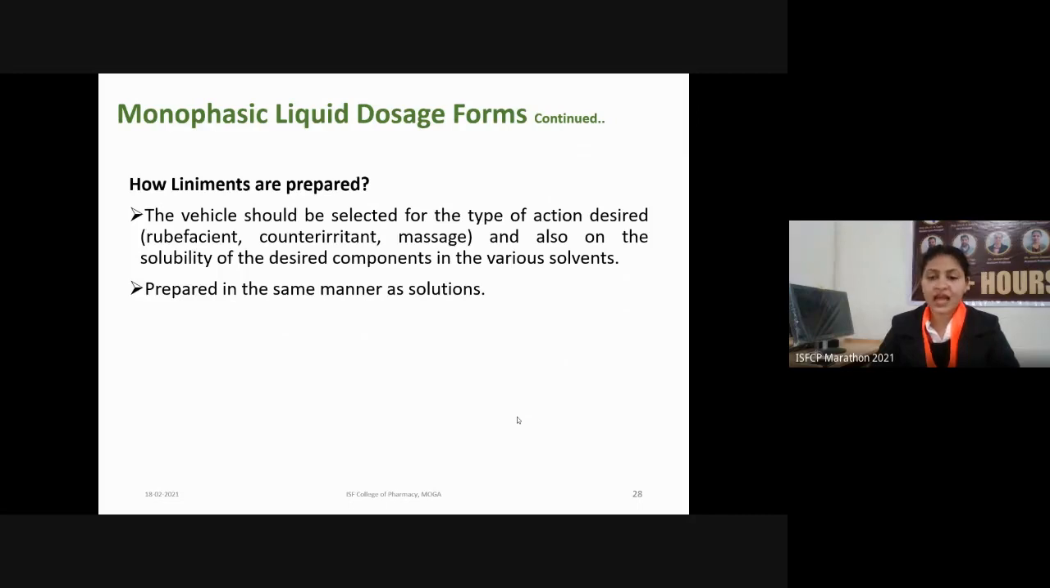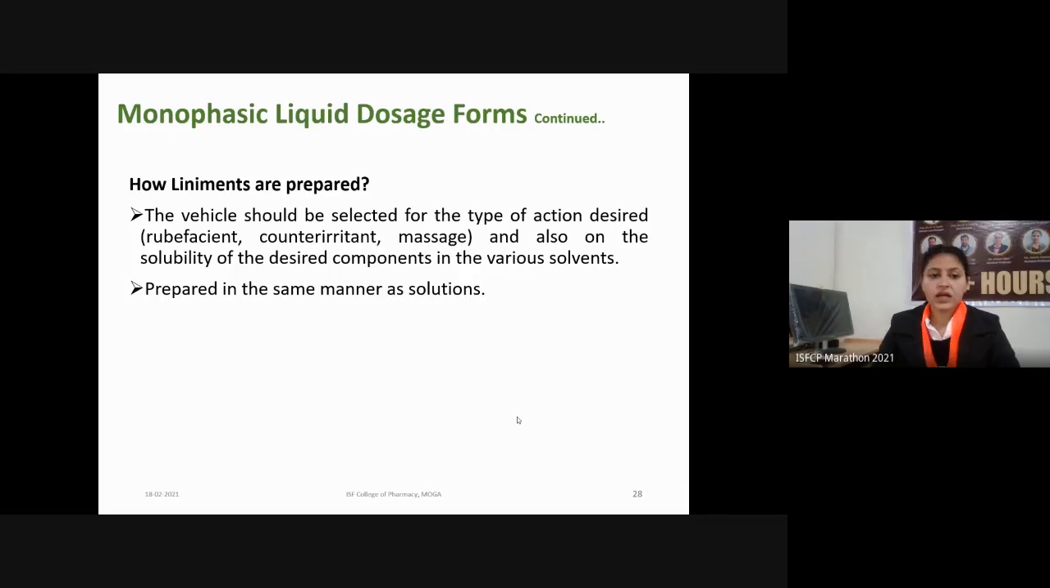And also on the solubility of the desired component in the various solvents. If we are going to dispense a medicament in the liniment, in that case we will also consider in which vehicle our medicament is solubilized easily. We will select the vehicle on two bases: the action that we are going to need, and second, the solubility of the drug component.